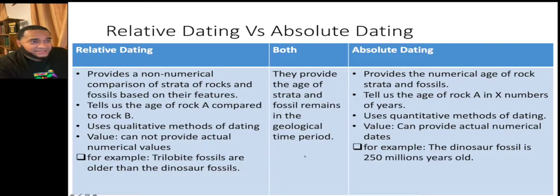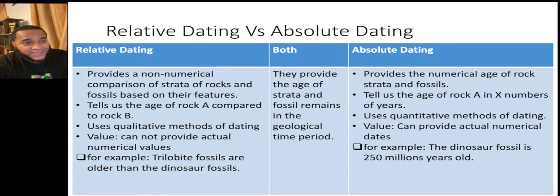Relative dating tells us the age of rock A compared to rock B. It uses qualitative methods of dating, and one of its limits is that it cannot provide actual numerical numbers. For example, trilobite fossils are older than the dinosaur fossils.